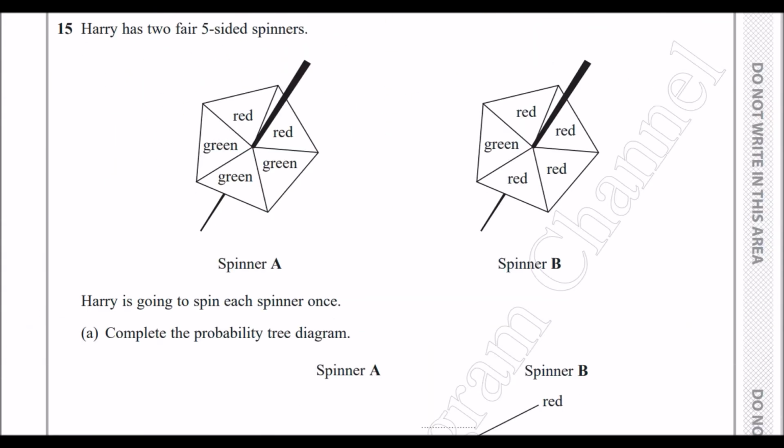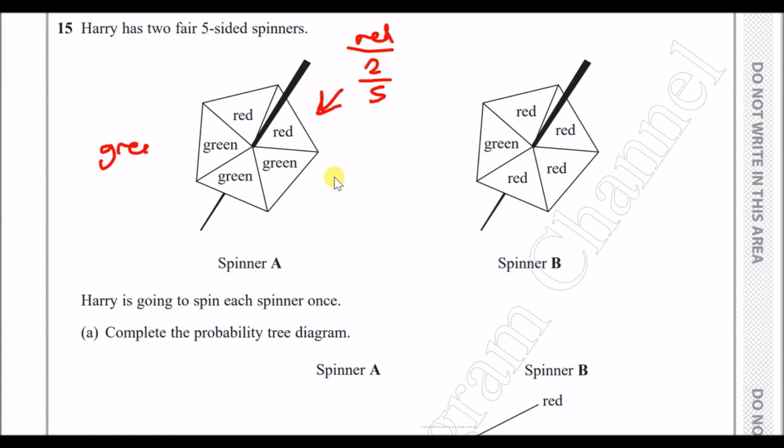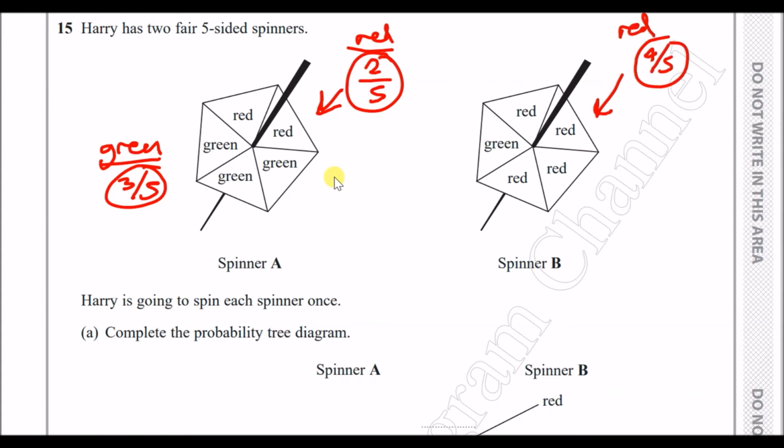So next one, 15. Was that it? Yep, 15. So Harry has 2 fair 5-sided spinners. Okay, so fair means all equal. Now looking at both of them, on the left you got 2 reds, meaning the probability of getting red would be 2 out of 5. Probability of getting green is 3 out of 5. So I'll just put a circle. For the right side, you got 4 reds actually. So it'll be 4/5 for red and 1/5 for green. Cool.